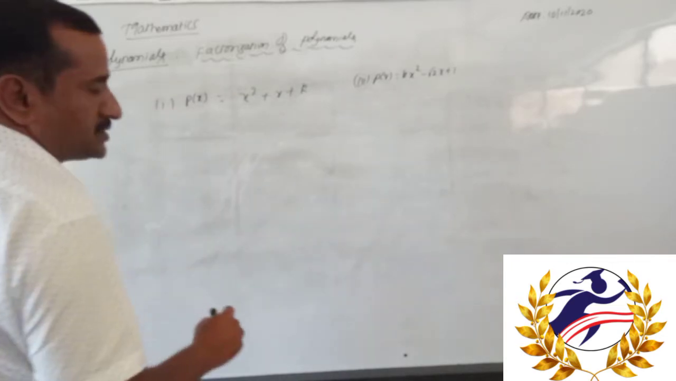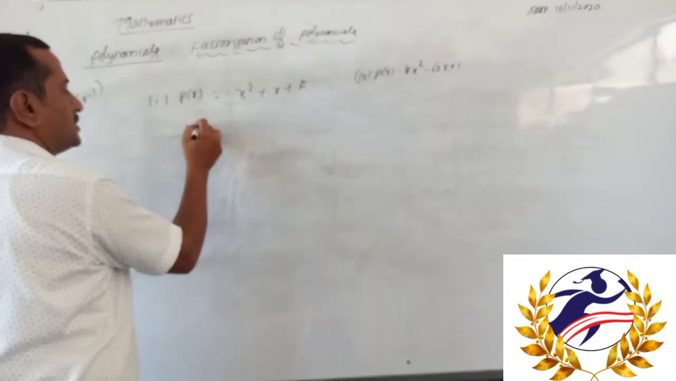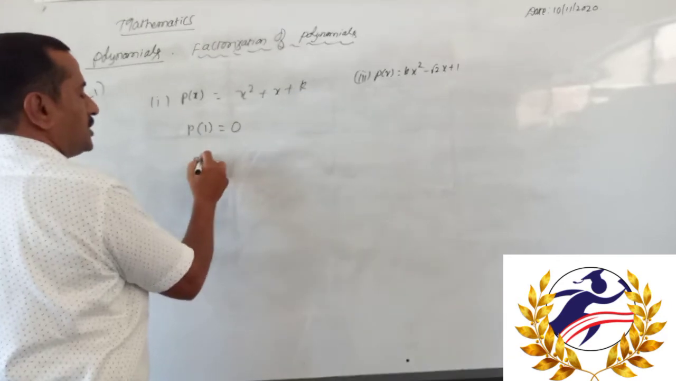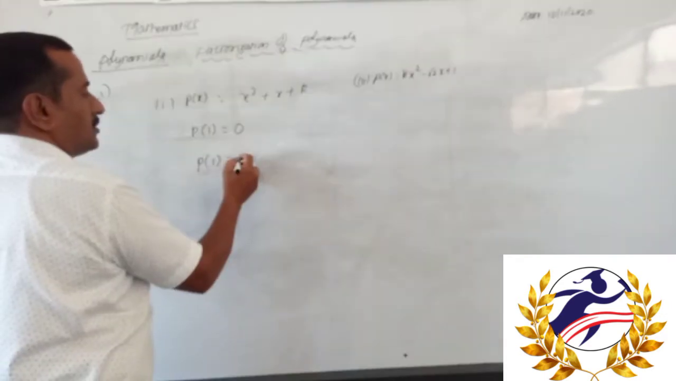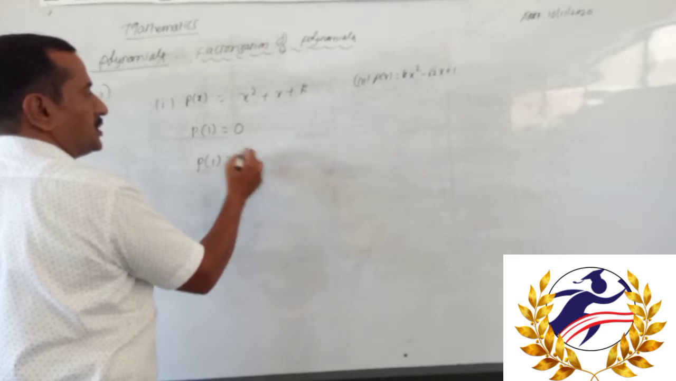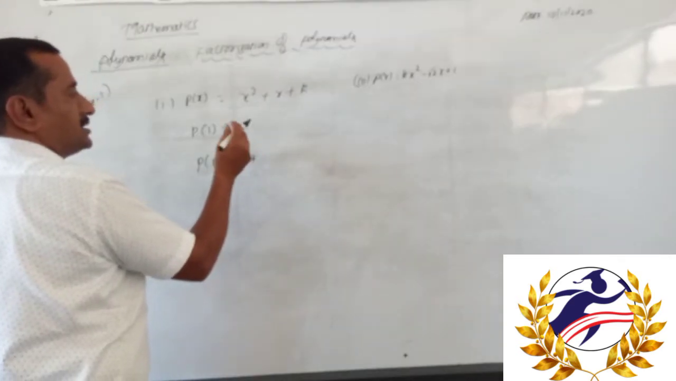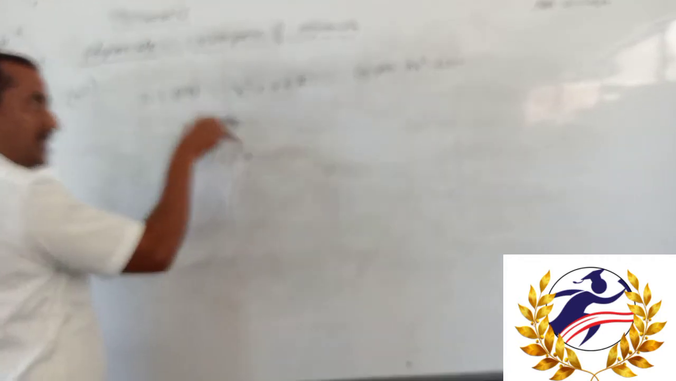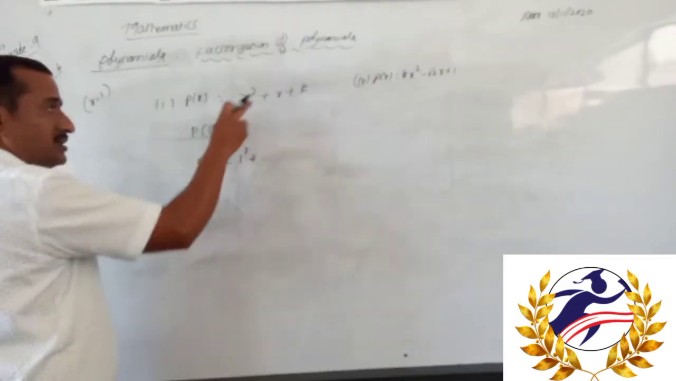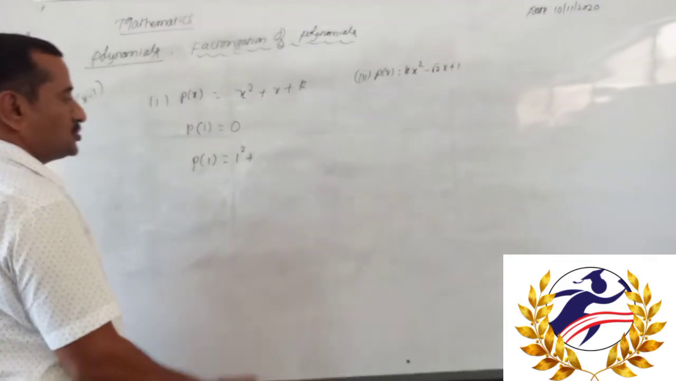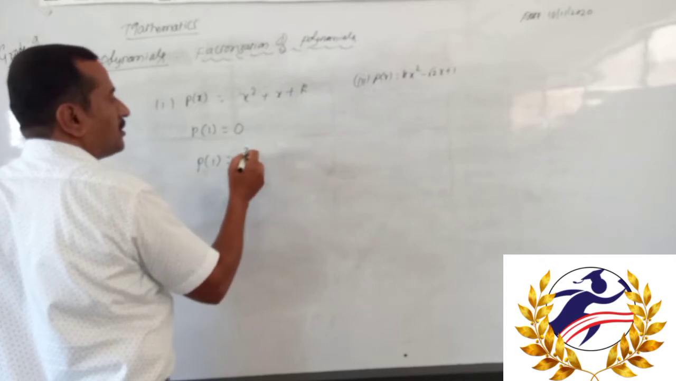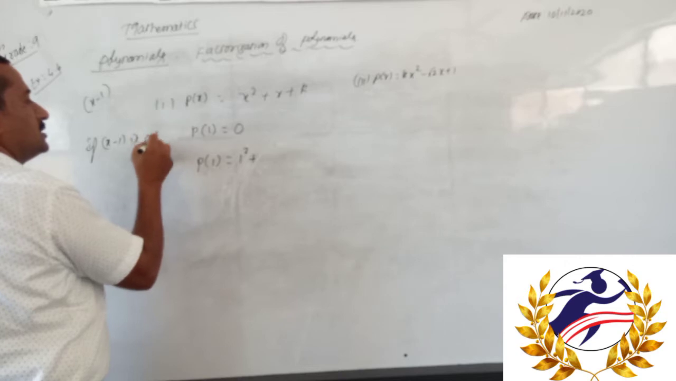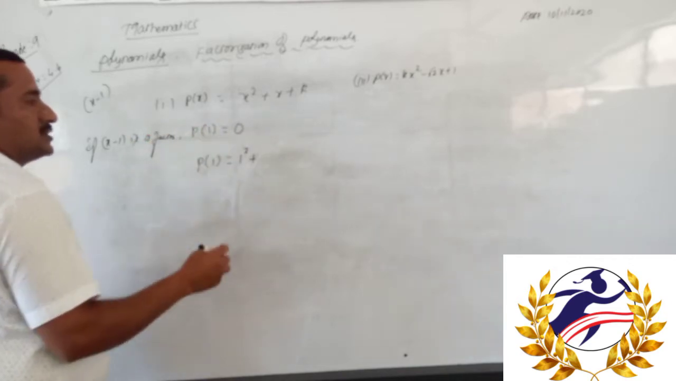Since x minus 1 is a factor, p of 1 is equal to 0, we have to get. Alright, so p of 1, here 1 square is 1, p of 1 is equal to 0, right? Since x minus 1 is there, p of 1 should become equal to 0 if it is a factor. So if it is a factor, we have to find out k. So in order to do so, if x minus 1 is a factor, then p of 1 is equal to 0.